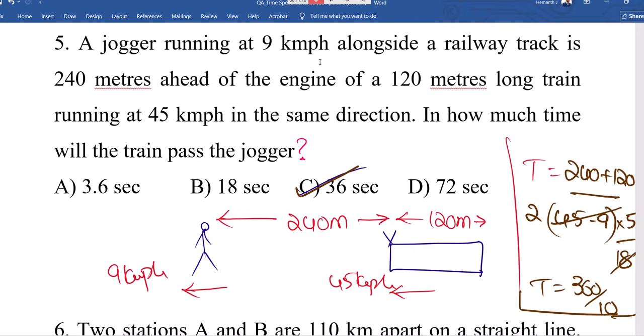240 plus 120, train will reach the person that crossing, okay. But now train should be ahead of the jogger. A jogger is behind the train means that 120 extra required again. Jogger is behind the train means train is ahead of jogger. So train should be 120 meter ahead of jogger means again that 120 should be added.